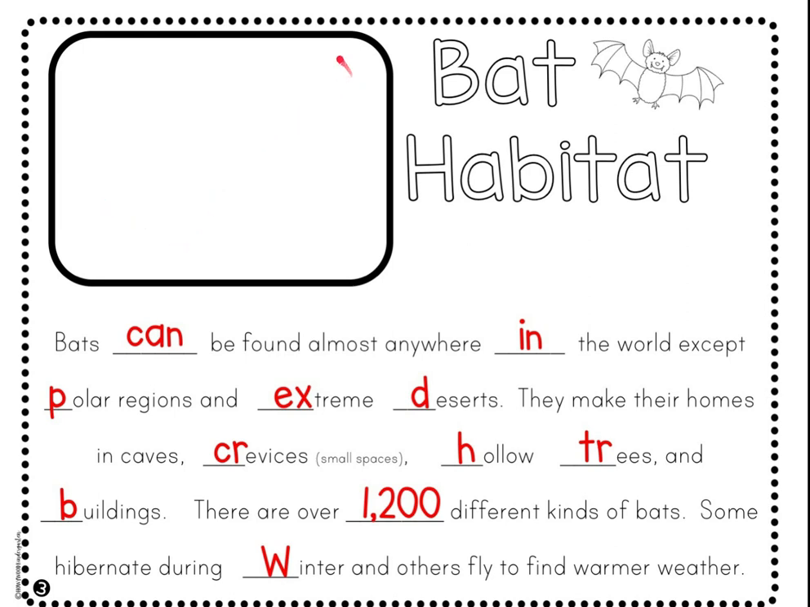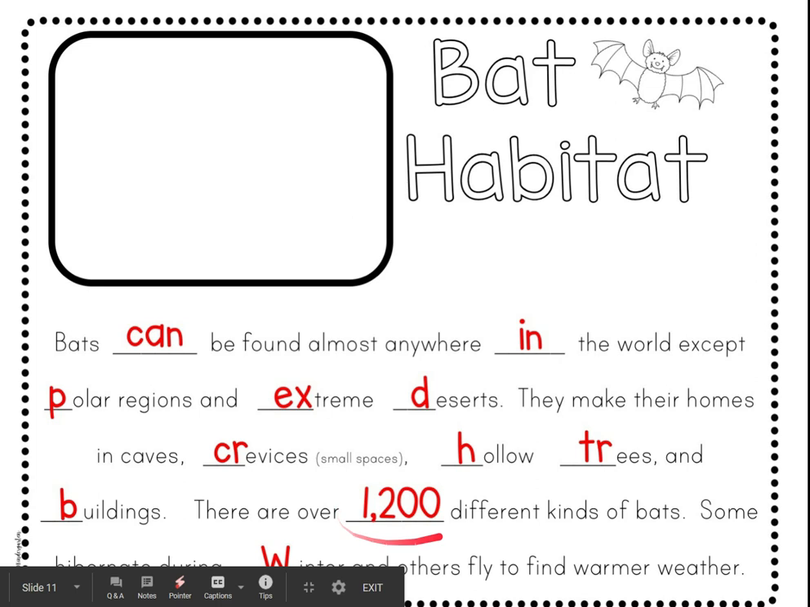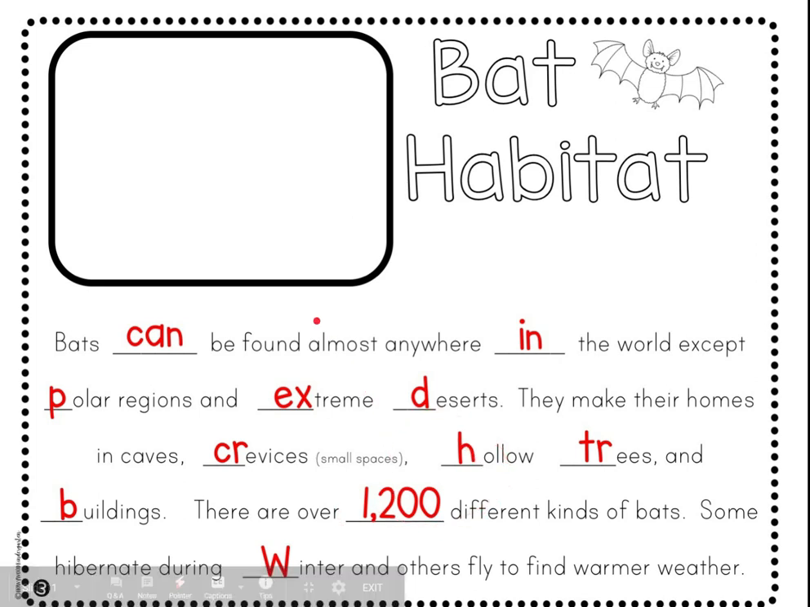Maybe you could draw a bat in a cave or a small crack in a building or a hollow tree. Maybe you could draw lots of different kinds of bats, shapes, sizes, and colors to show that there's over 1,200 different kinds. Whatever you choose, make sure you add lots of detail. Then when you're finished, add color and watch the 2 videos that follow about bats.